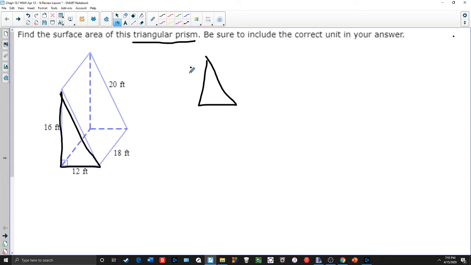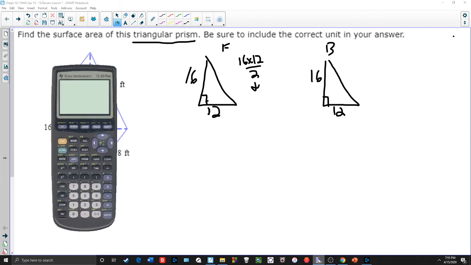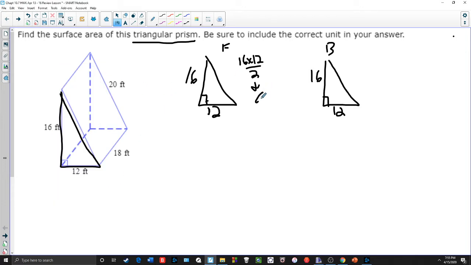So 16 by 12, put a little right angle there, put a little F here so I know it's the front. And the back triangle is the exact same, right? So the back triangle is also 16 by 12. Again, the back triangle is this one back here. It's also 16 going the same direction by 12 going the same direction. So to get the area, I'm going to do 16 times 12 divided by 2. That's the area formula for a triangle. So 16 times 12 divided by 2, we get 96.